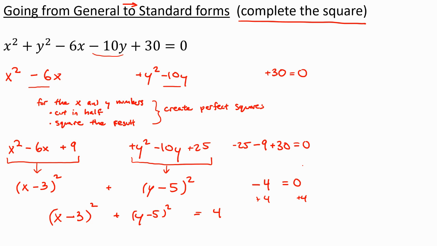So now we've been given an equation in general form at the very top in black. We've converted it by completing the square for the x's and the y's. And now we've got it in standard form, and we know the center is 3, 5, and the radius is 2.